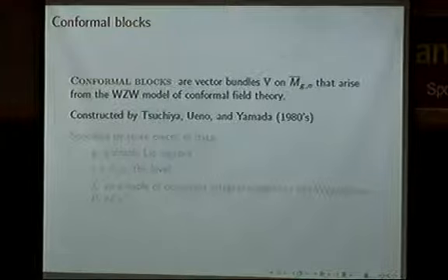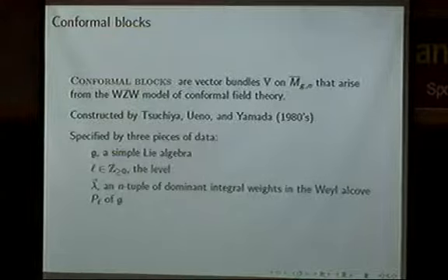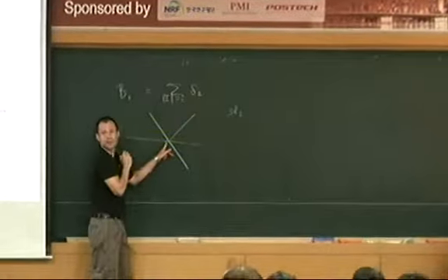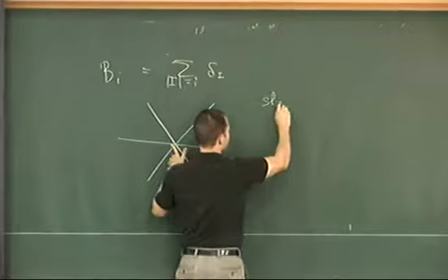And they're specified by 3 pieces of data. The first one is G, a simple Lie algebra. The second ingredient is a non-negative integer L, which physicists call the level. And the third ingredient is a vector lambda, which is an n-tuple of dominant integral weights in a Weyl alcove for the Lie algebra G. And just to give you an idea of what the level is saying, let me draw a picture for SL2. Of course, everybody knows what a Weyl chamber is. Sorry, yes, thank you, rank 2, SL3.